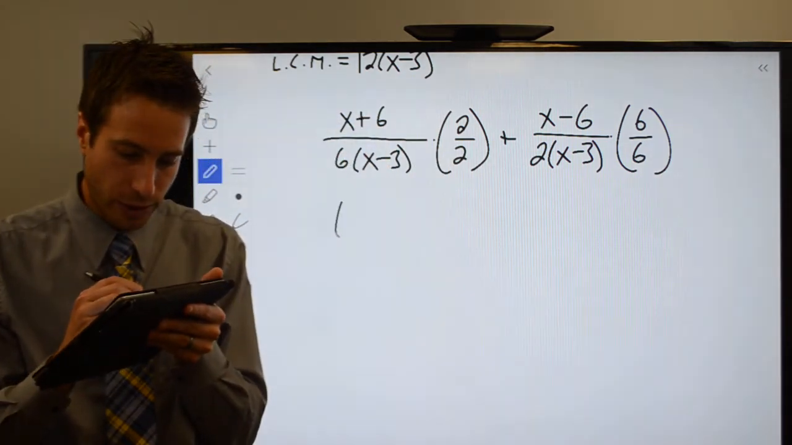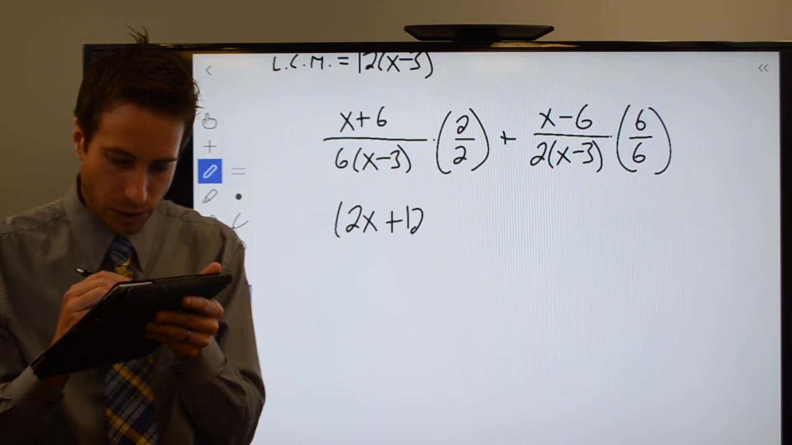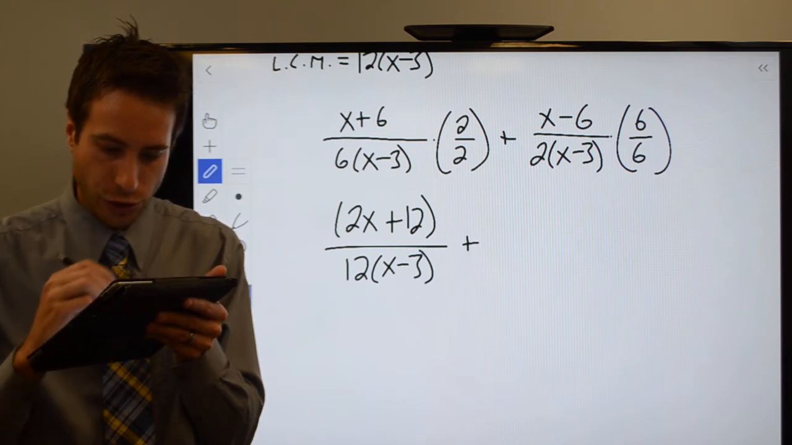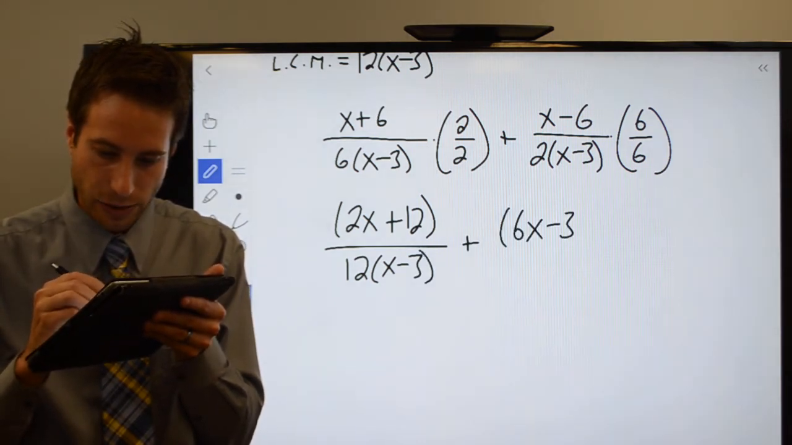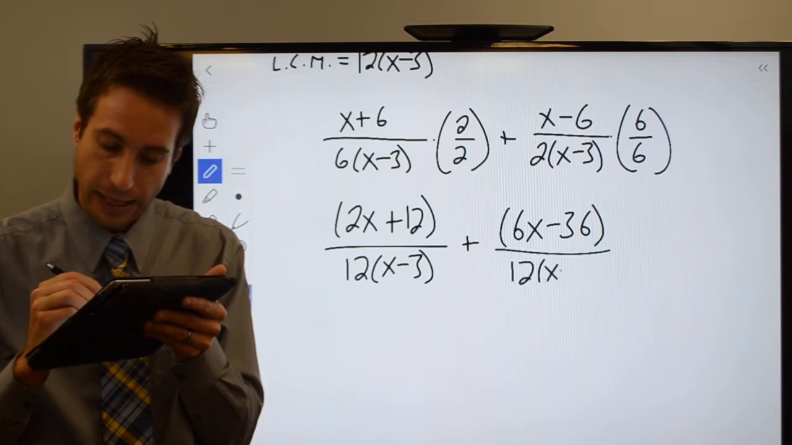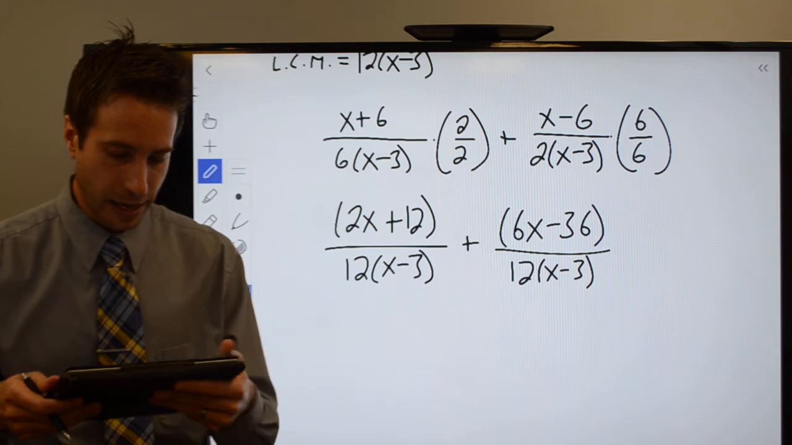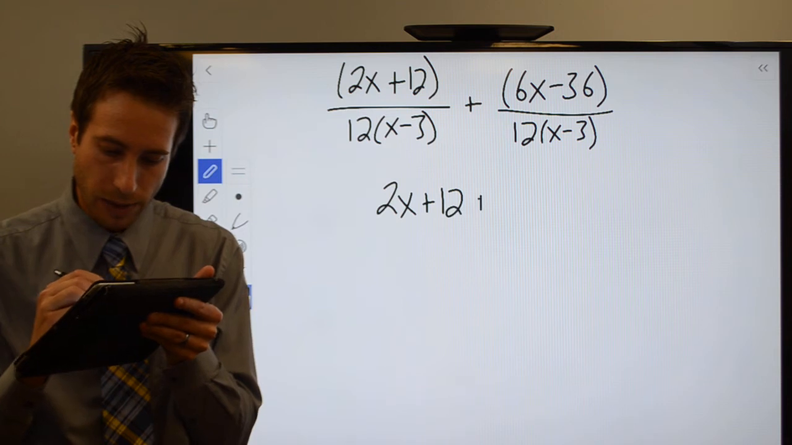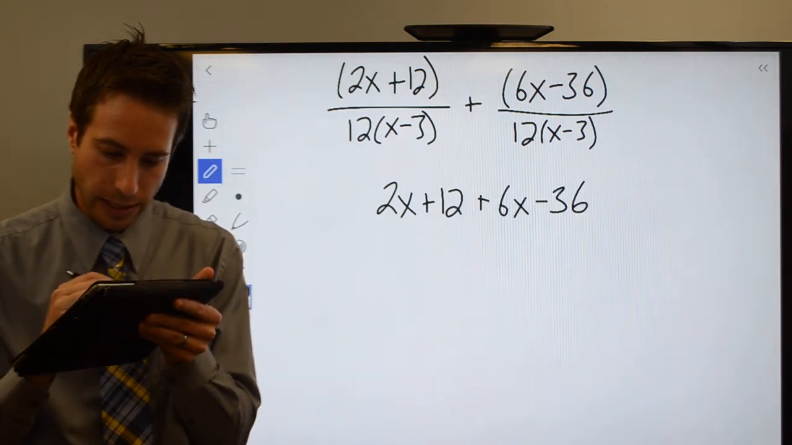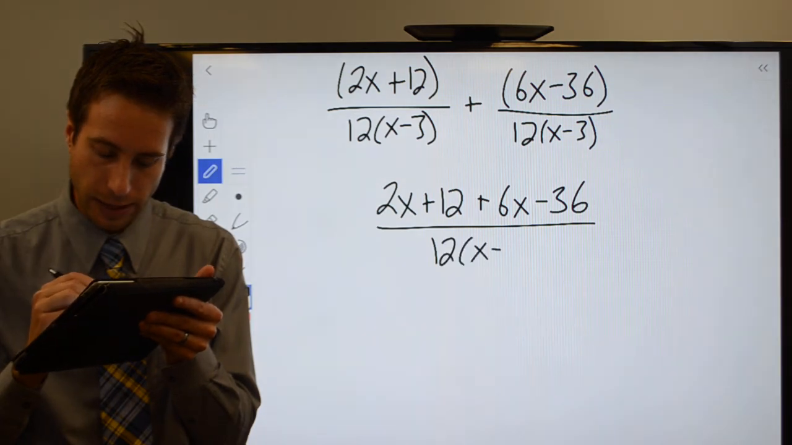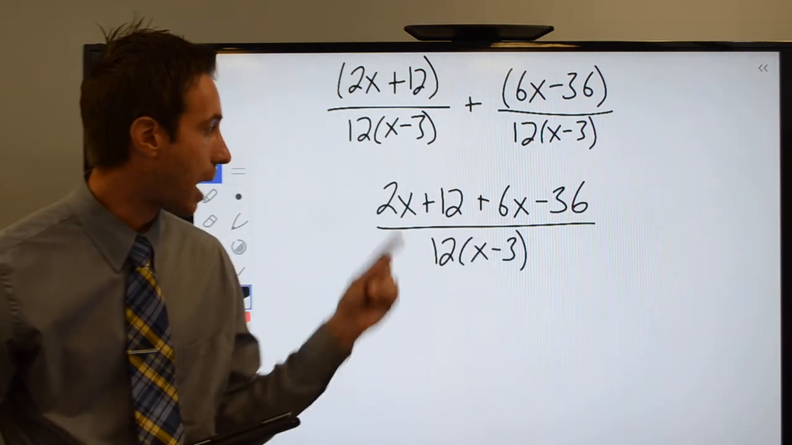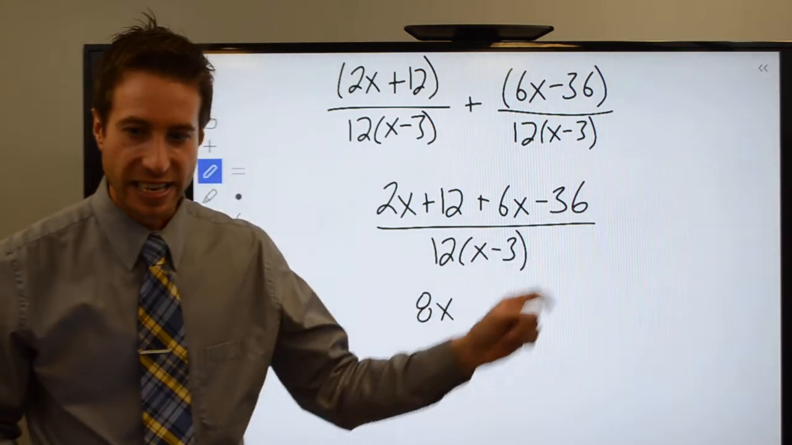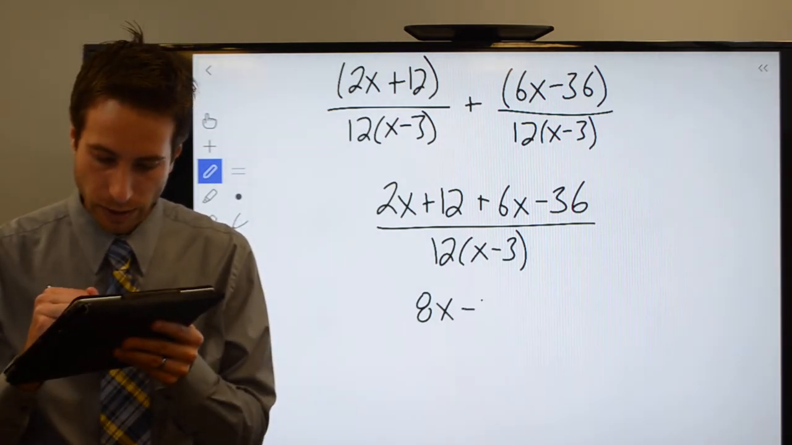Distribute. So I wind up with (2x plus 12) all over 12(x minus 3), plus, distribute, (6x minus 36) all over 12(x minus 3). I have my common denominator. So I have 2x plus 12 plus 6x minus 36 all over 12(x minus 3). Combine like terms in the top. 2x and 6x is 8x. Positive 12, negative 36 should give me a minus 24.